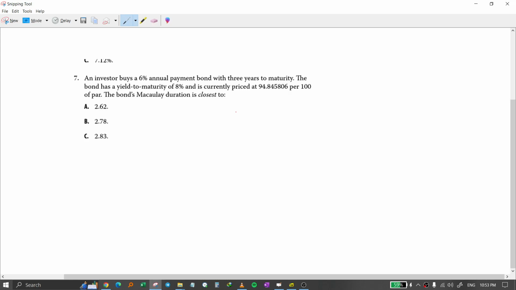So in this video, we're going to do one of the sums based on the Macaulay duration and modified duration related questions. These are one of the most important topics when it comes to the fixed income part of the CFA program. And basically, you should know that when the interest rate increases, the price of a bond decreases. Right?